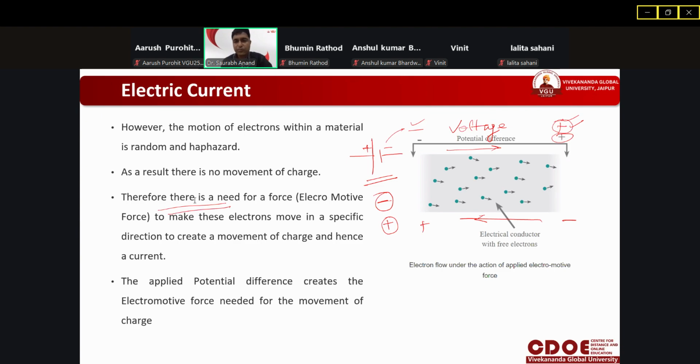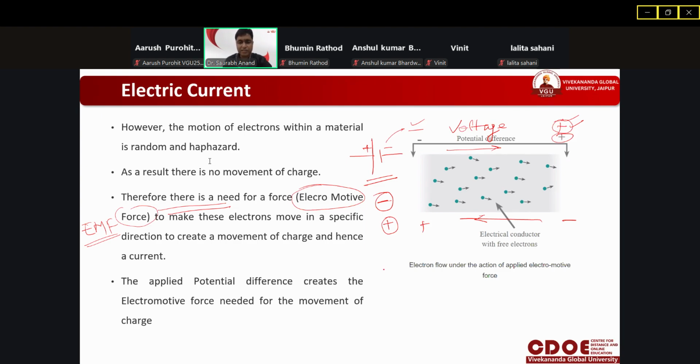To move any electrons, we need some force. That force is actually electromotive force, and in short we write EMF, right? So EMF is what? That is required to move the electrons in a specific direction, so that the movement of charge can be there. And finally we will have the current. So electromotive force is required.